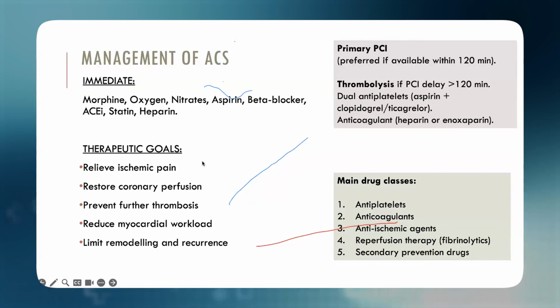So therapeutic goals are relieve ischemic pain, restore coronary perfusion, prevent further thrombosis, reduce myocardial workload, and long term limit remodeling and recurrence so that LV dysfunction doesn't happen, and the patient doesn't go into long term heart failure. Main drug classes are antiplatelets, anticoagulants, anti-ischemic agents, reperfusion, and secondary prevention drugs.